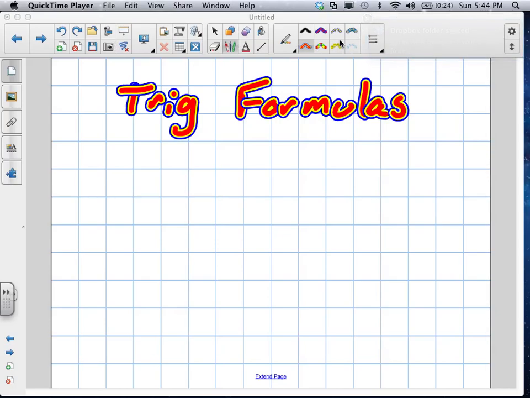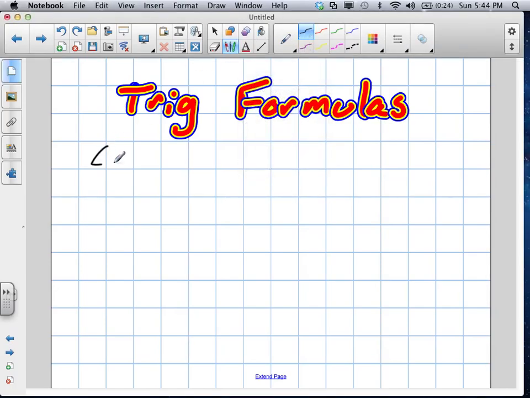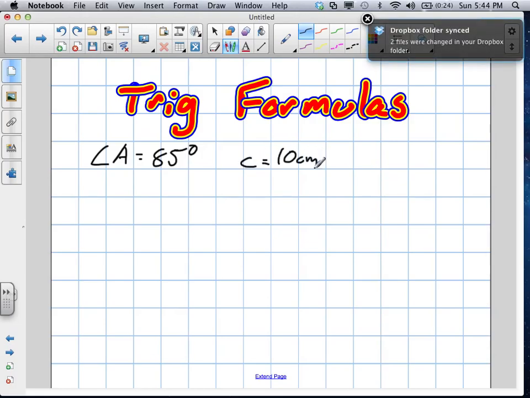Okay, so we're going over some trig formulas here. They've given us this statement. They said that angle A in this triangle is 85 degrees. Right? They've said side C is 10 centimeters. And they said that side B is 15 centimeters. Great.